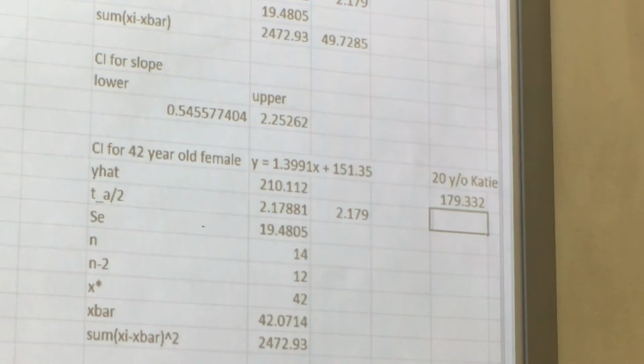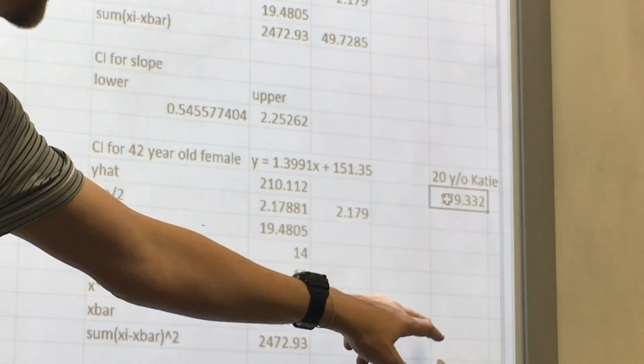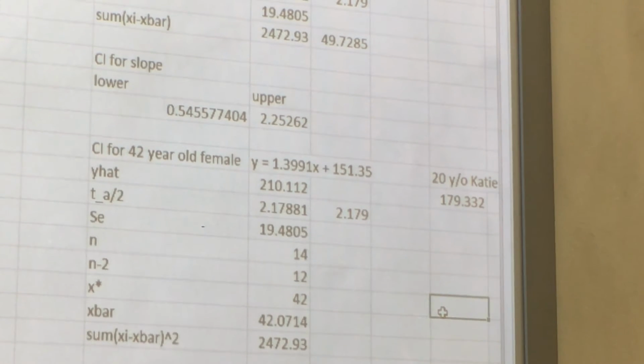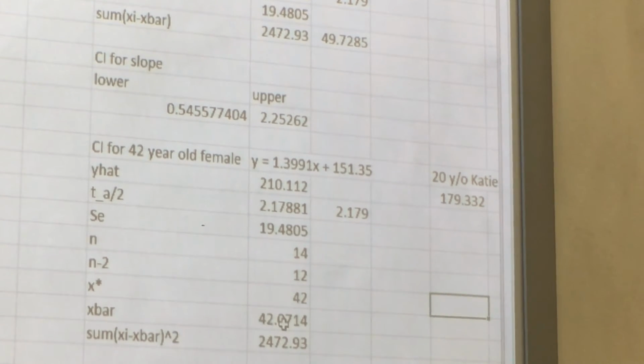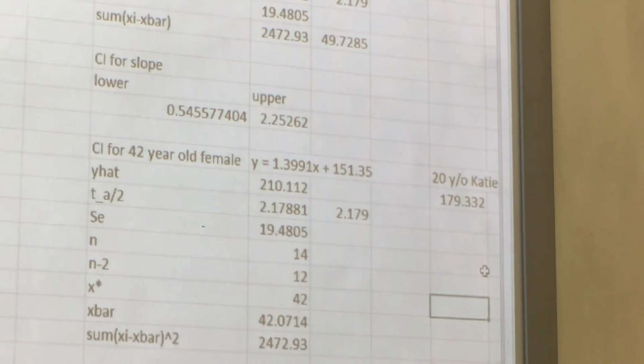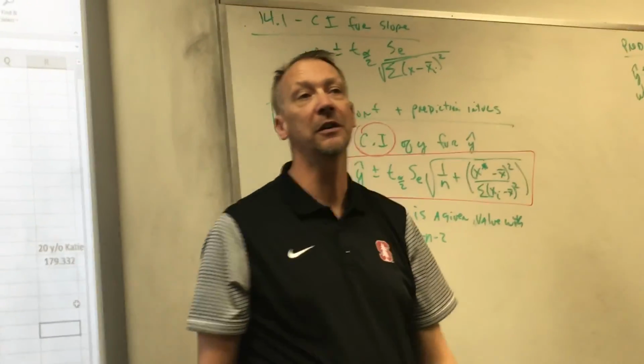Wouldn't the X star be different? X star will be different. Yeah, you're right. So there's two different things: your Y hat will be different and your X star will be different. What's the X star going to be in this case? 20, because she's 20. Would your X bar be different too? No, X bar is still 42, the average age. Your equation's going to change, but I'm still going to put X bar there, 42, and put 20 here. So yeah, that'll change pretty dramatically.